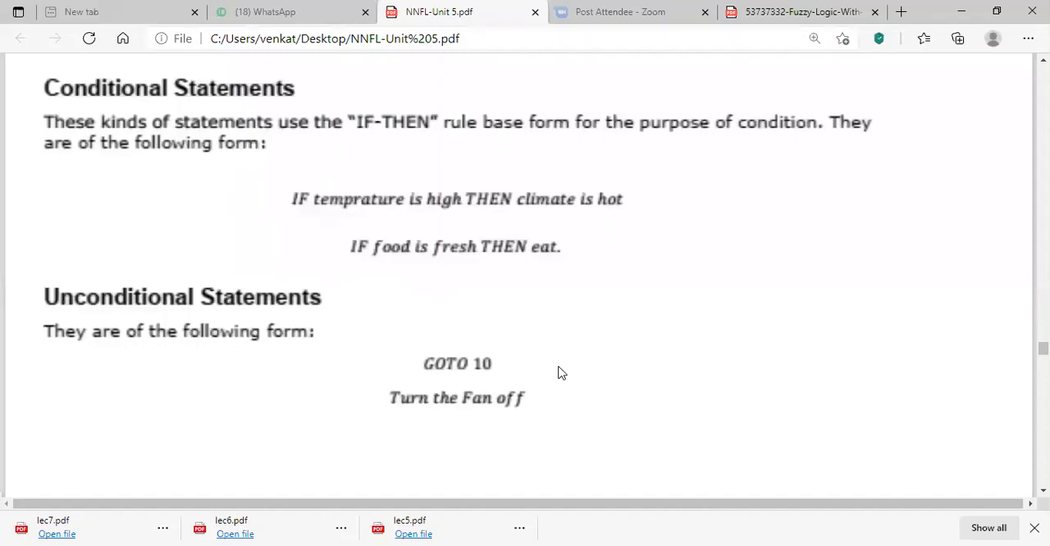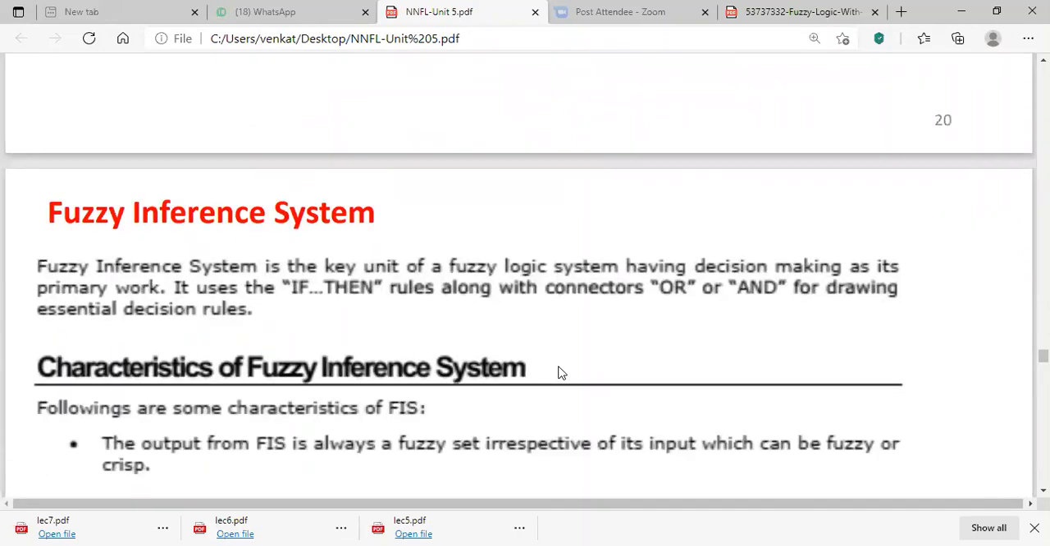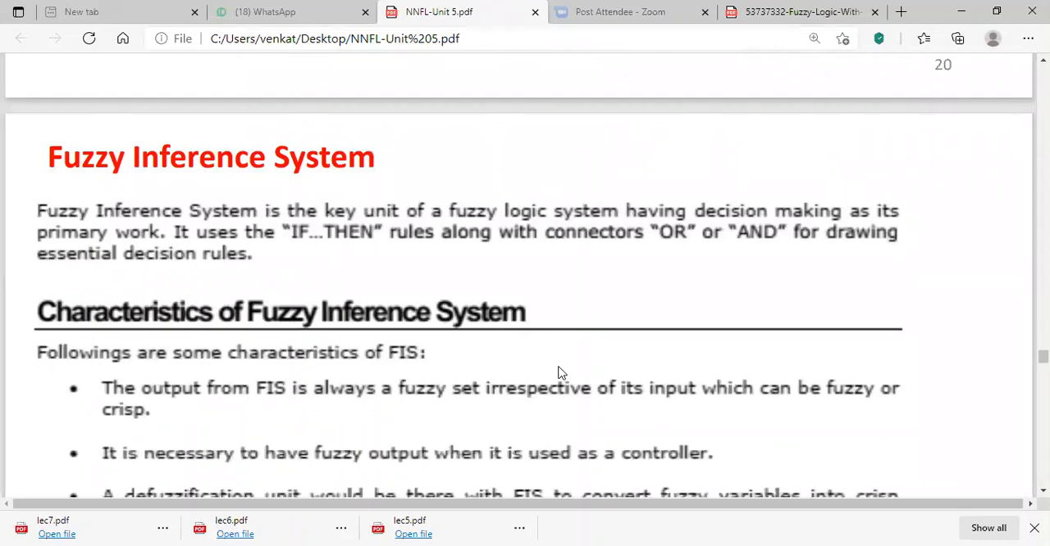Unconditional, without any restriction or without any condition. Here, randomly you are given some steps to follow. Go to step number 10. Turn the fans off. Okay, unconditionally. There is no condition to be followed in this unconditional statement. Next one is fuzzy inference system.